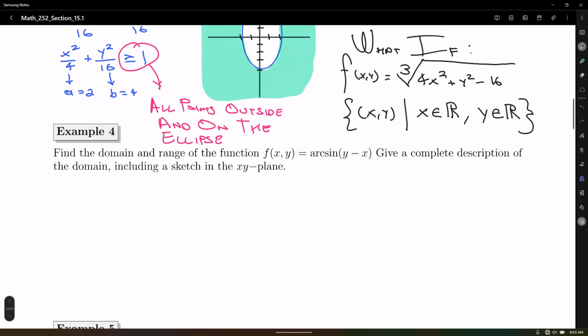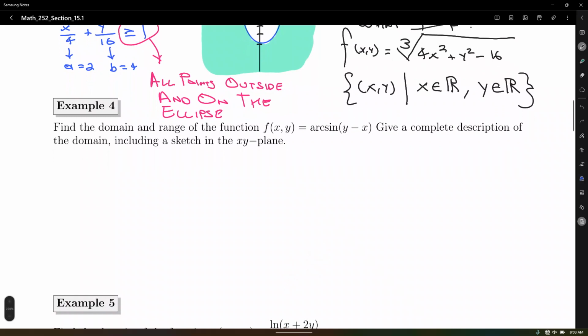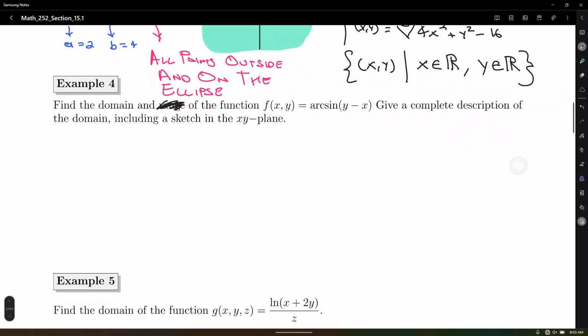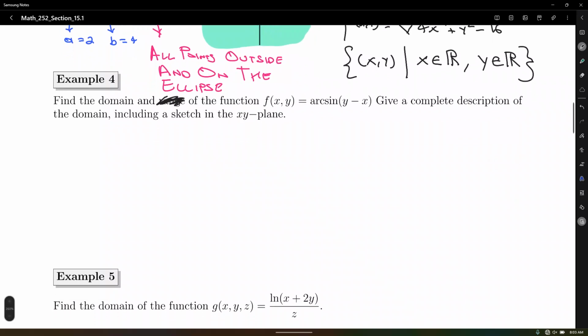Let's have a look at another example, one involving an arc sine function, an inverse sine function. Find the domain, not the range, just the domain, of the function f of x, y equals arc sine of y minus x. So in this case we have two variables at the same time, not just one. Again, give a complete description of the domain, including a sketch in the xy plane in a similar way we did it for the previous example.